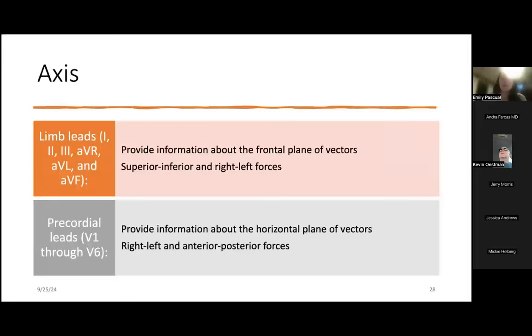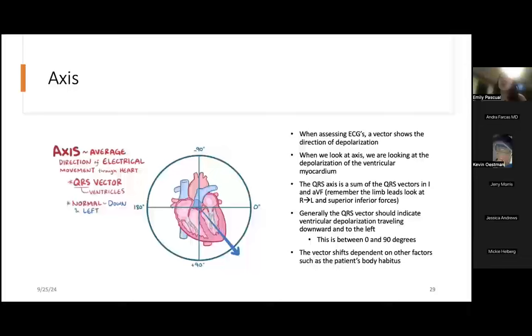Okay, so in talking about the limb leads, again, this is talking about superior and inferior. So 2, 3, and AVF are looking at top to bottom, and then the lateral leads are looking at right to left. The precordial leads are also looking at right to left, but more so anterior to posterior forces. When we look at EKGs, the vector shows us the direction of depolarization. And when we're looking at axis, we're looking at the depolarization of the ventricular myocardium specifically.